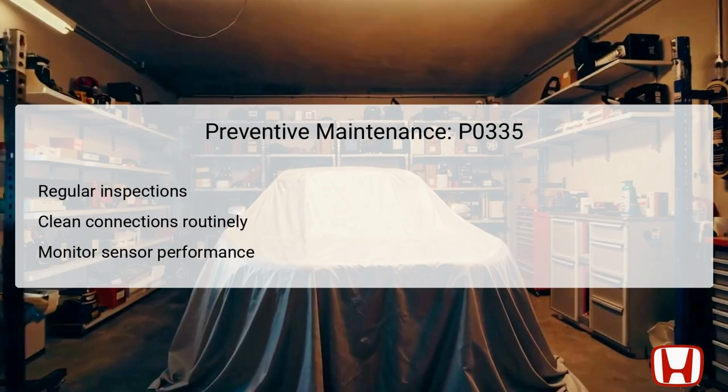To prevent the recurrence of DTC P0335, establishing a routine preventive maintenance plan is essential. Regular inspections of the CKP sensor and its wiring harness will help identify any potential issues before they lead to failures. It's also recommended to clean the electrical connections routinely to prevent corrosion and ensure reliable signal transmission. Monitoring the sensor's performance as part of regular vehicle diagnostics can catch any deviations early, allowing for timely repairs.